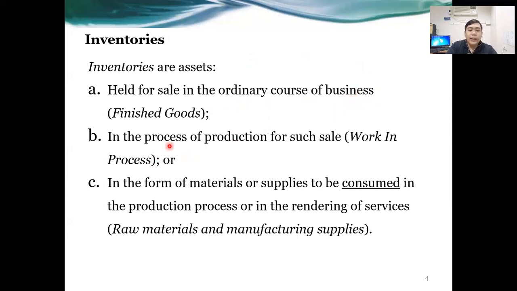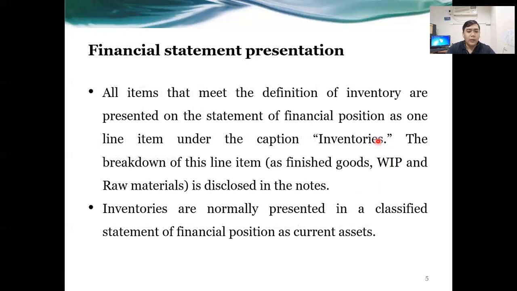Inventories also include those in the process of production for such sale, the work in process, which is found in manufacturing entities, and those in the form of materials or supplies to be consumed in the production or in the rendering of services, or raw materials. Those are the three kinds of inventory in manufacturing. So, how do we present the inventory in our financial statements?